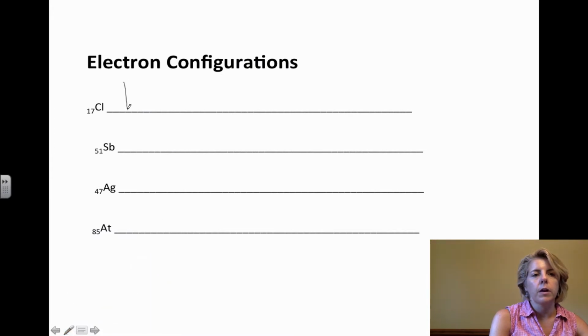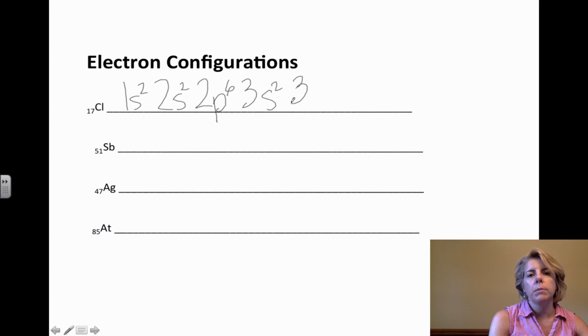Okay, so I'm going to start off with 1s2, 2s2, 2p6, 3s2, and then 3p5. So when I add up all of these superscripts, so 5 plus 2 plus 6 plus 2 plus 2, it should equal 17. If it doesn't, I did something wrong.